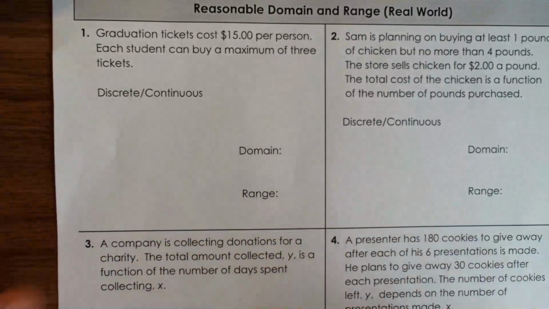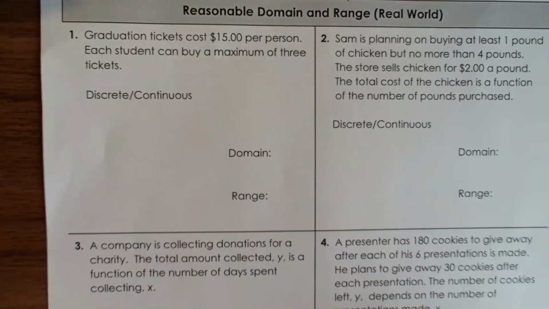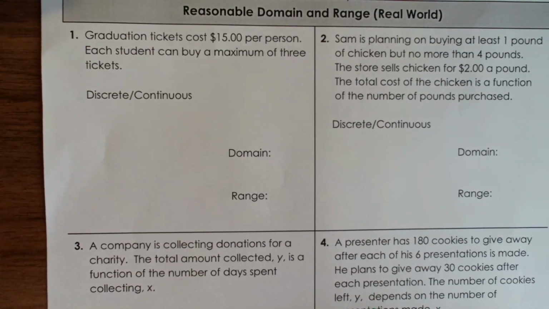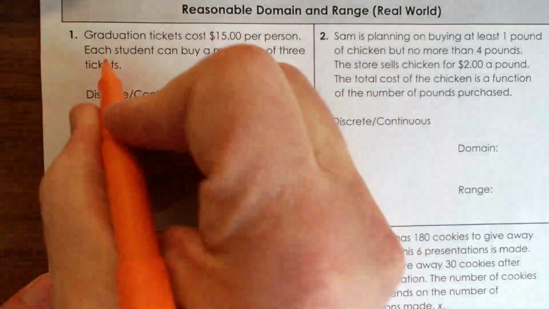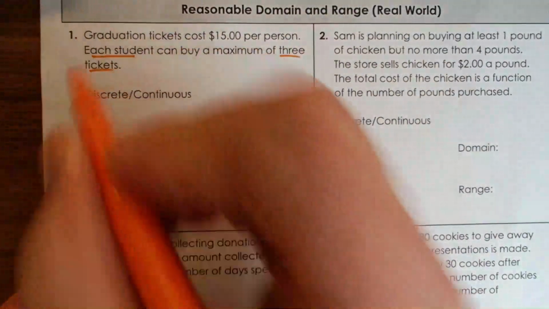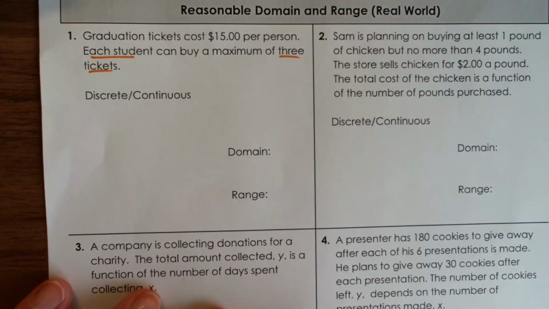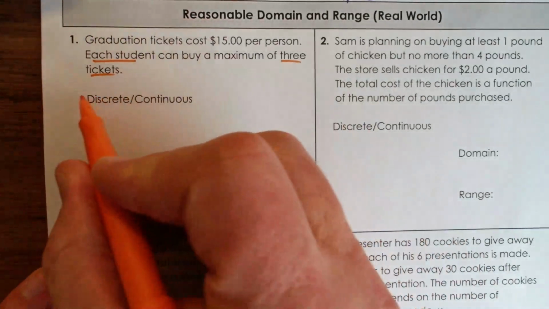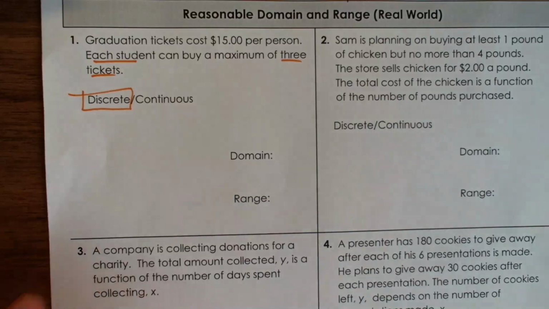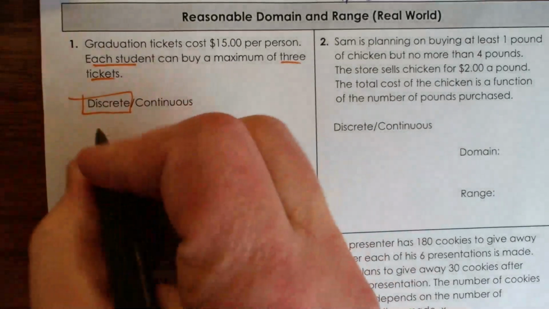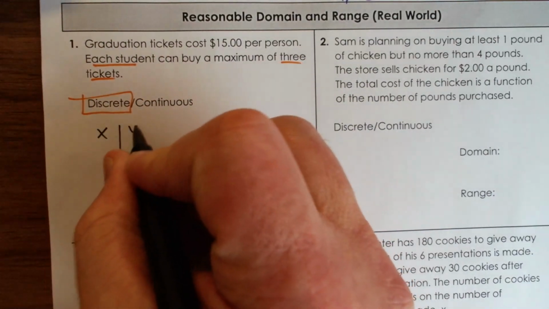So, graduation tickets cost $15 per person. Each student can buy a maximum of 3 tickets, okay? So, the first question is: is this discrete or is this continuous? Each student can buy a maximum of 3 tickets. So, can you have half a ticket? No. That immediately tells me that this is discrete. Okay? I'm going to make a table, especially when it's discrete. It's best if I make a table.